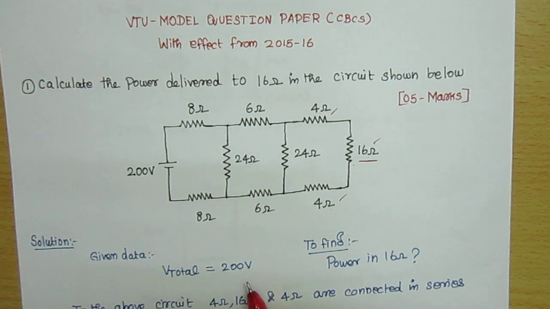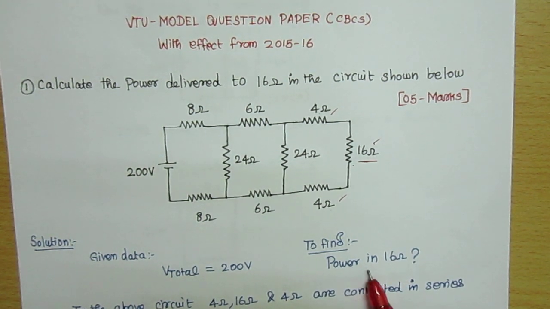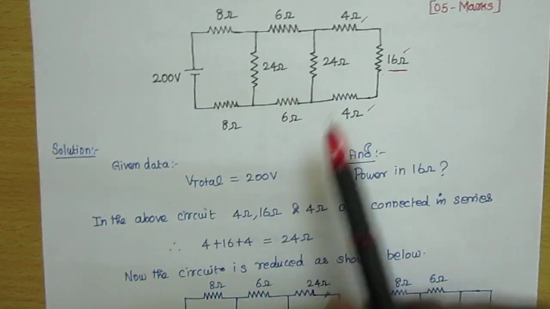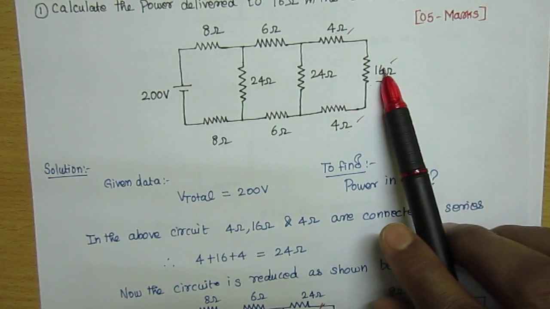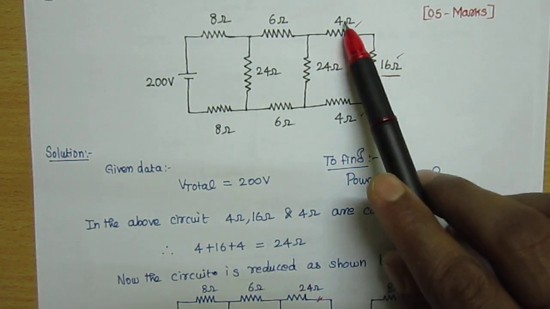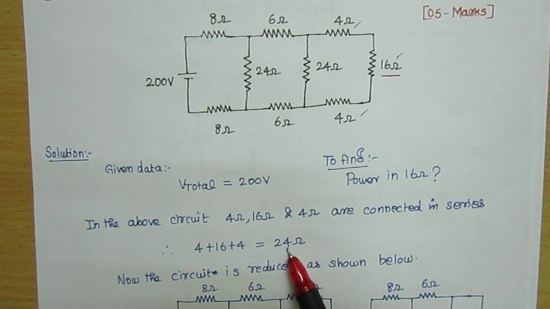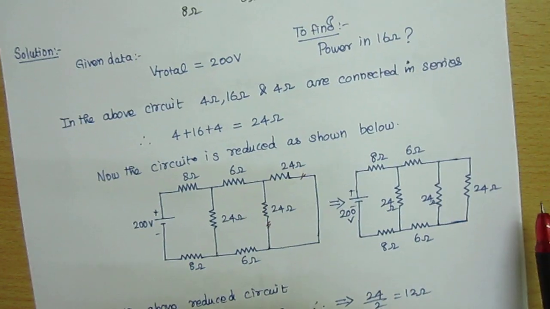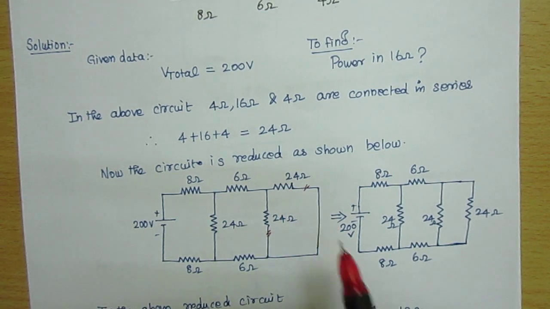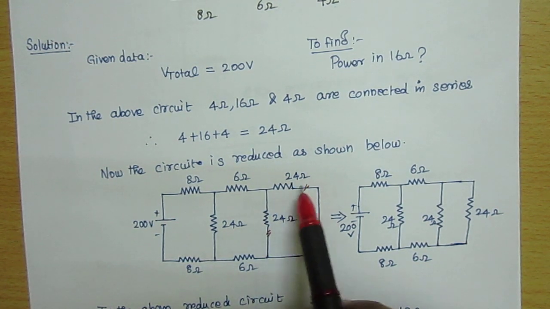So the given data is the total voltage, 200 volt, and we have to find the power in the 16 ohm resistor. In the above circuit, 4 ohms, 16 ohms, and 4 ohms are connected in series. So to find the total resistance of these three resistors, 4 plus 16 plus 4 gives 24 ohms. Now the circuit is reduced like this. Before, 3 resistors were connected, that is 4, 16 and 4. Now it is reduced to 24.